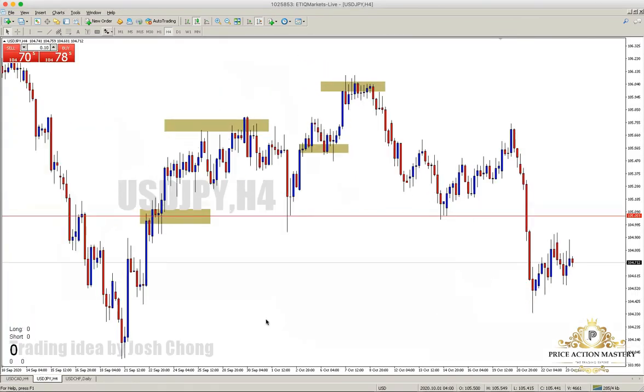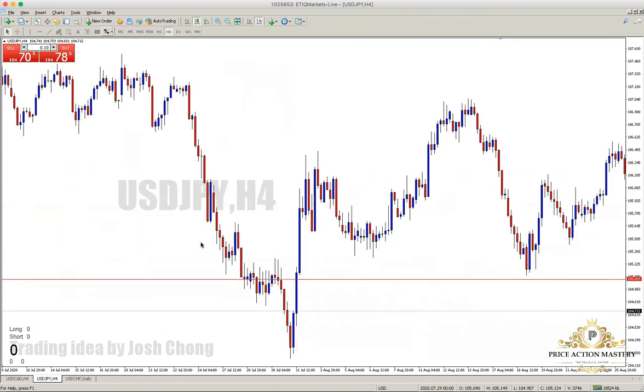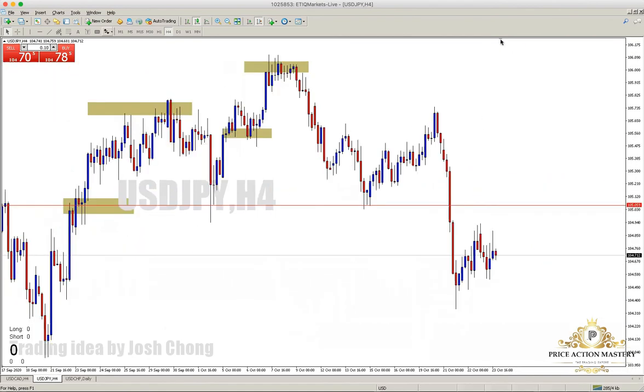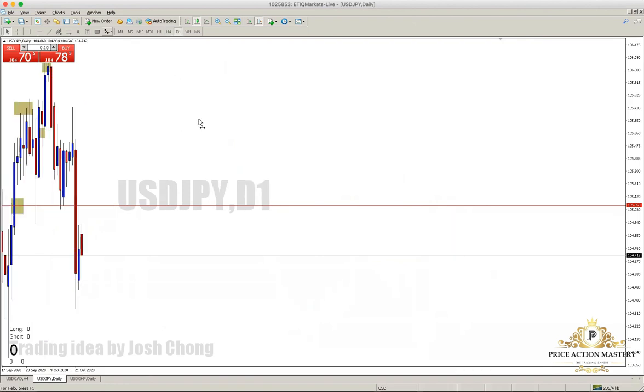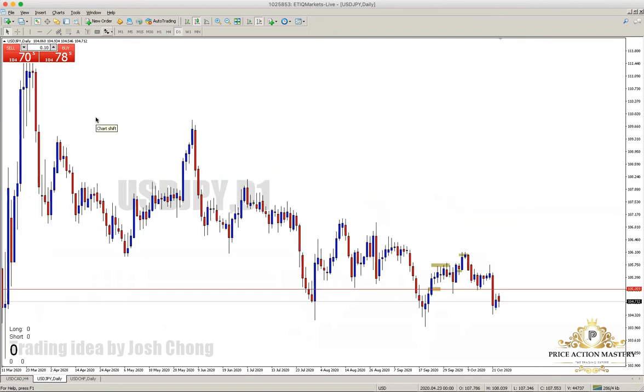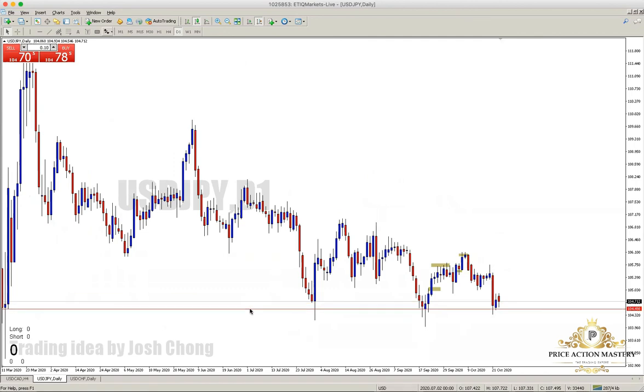And then USD yen. Ooh, the market dropped a lot. So I'm expecting, let's look into day one. This is the support. So I'm expecting the market to retreat to this high price. There's some gap for the market to retreat.